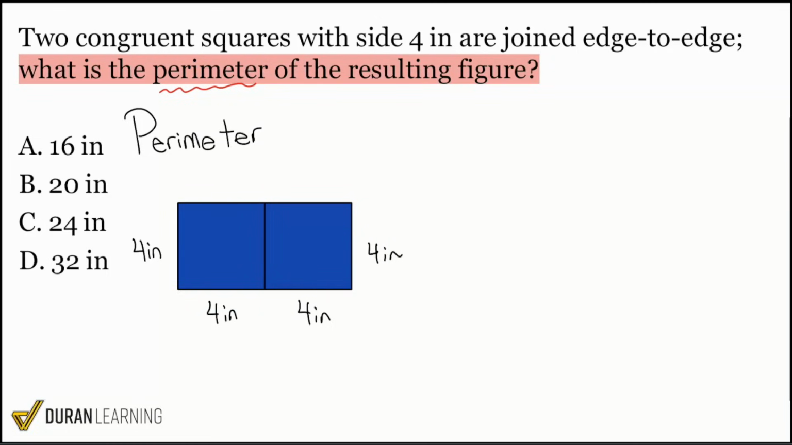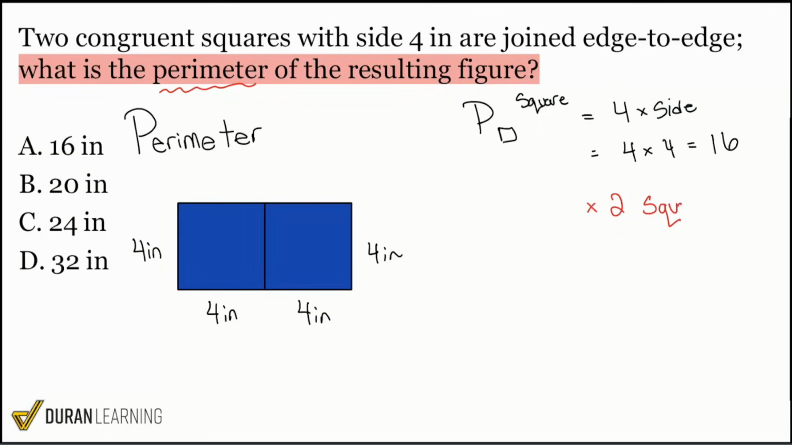Who here went ahead and said, well, look, the perimeter of a square is going to be 4 times the side? And so the perimeter of one of the squares is 4 times 4, which is going to be 16. And when you saw that you had the perimeter of one of the squares, you said, hey, I'm going to multiply it by 2 since it's 2 squares. And when I do that, 16 multiplied by 2, you ended up getting 32.